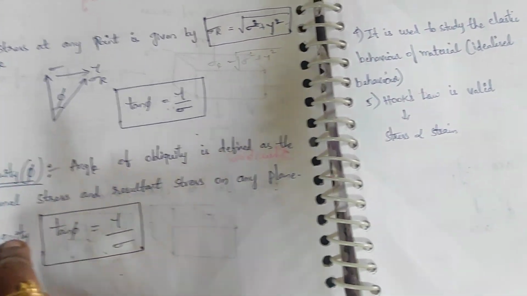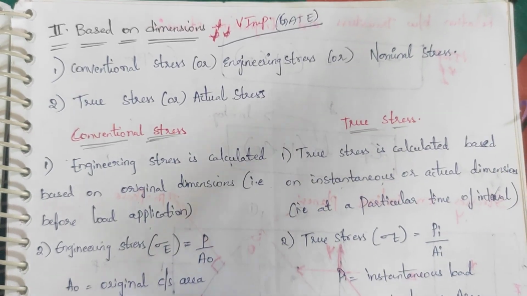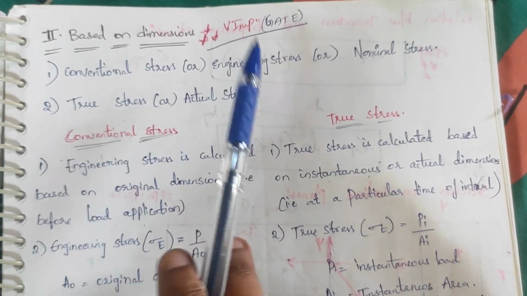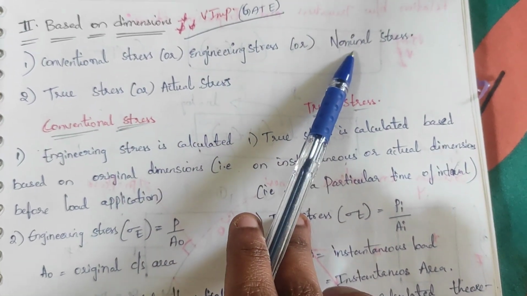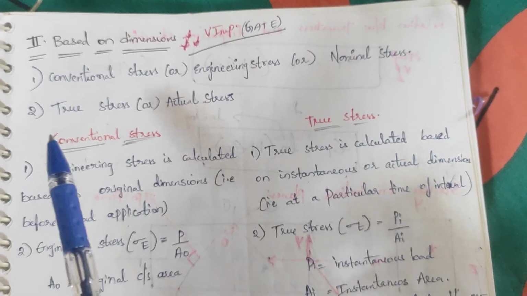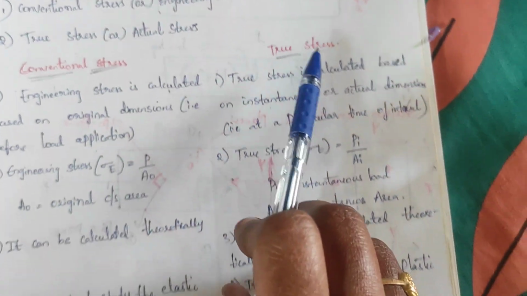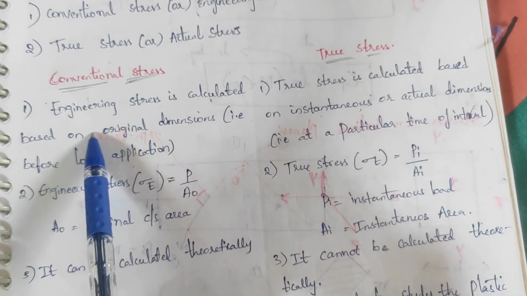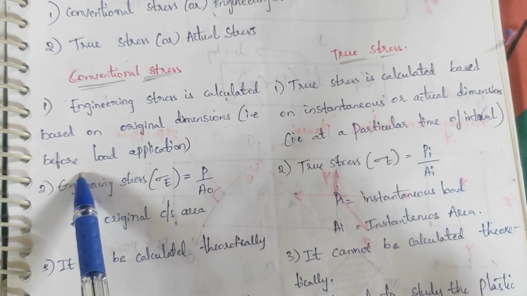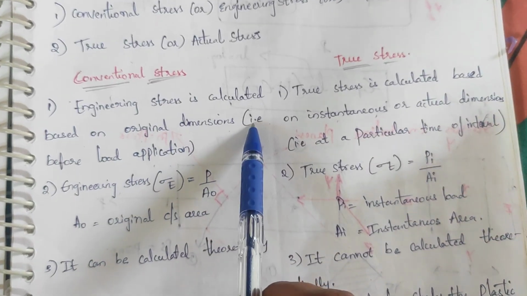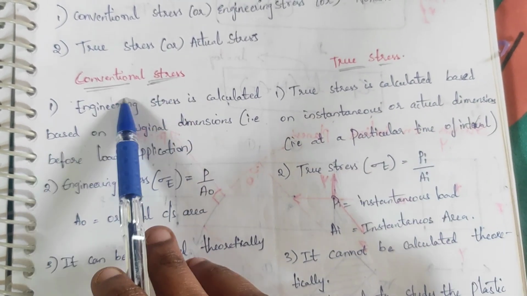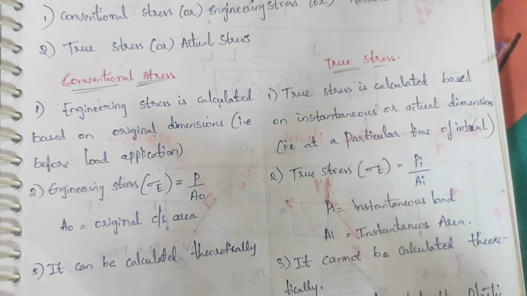And next one, based on the dimensions, there are two types of stresses, that is conventional stress and true stress. Conventional stress is also called engineering stress and also called nominal stress, and true stress is also called actual stress. What is the difference between conventional stress and true stress? First point is, engineering stress is calculated based on original dimensions, that is before load application. This is known as conventional stress or engineering stress or nominal stress.